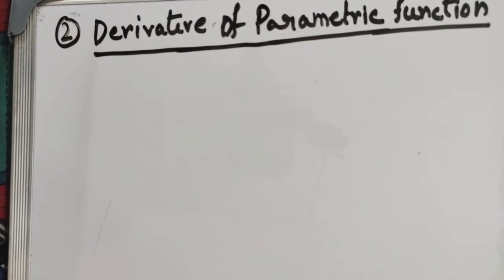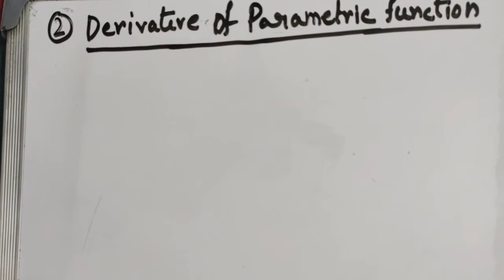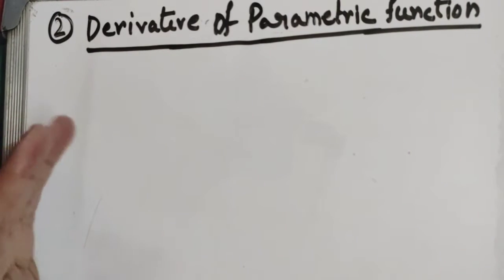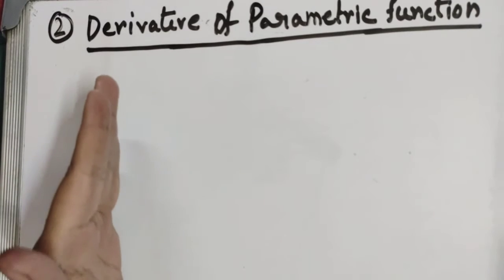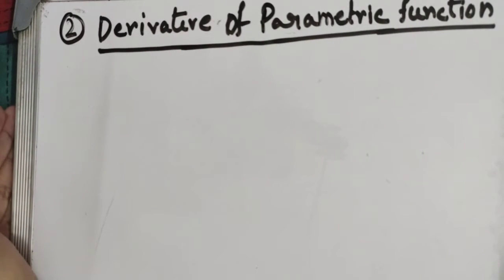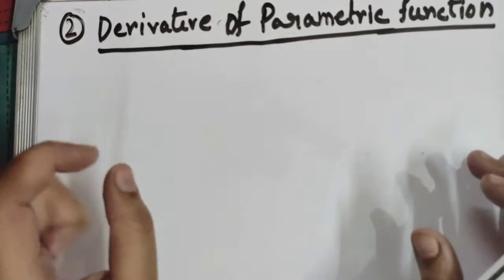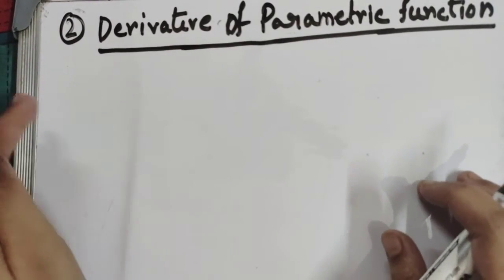So first of all, we have to know what is parametric function. So if we express x and y with a parameter, okay, let's say for an example, if you take a circle, now the parametric form of circle is x equals to a sin theta and y equals to a cos theta. So there theta is a parameter, right?